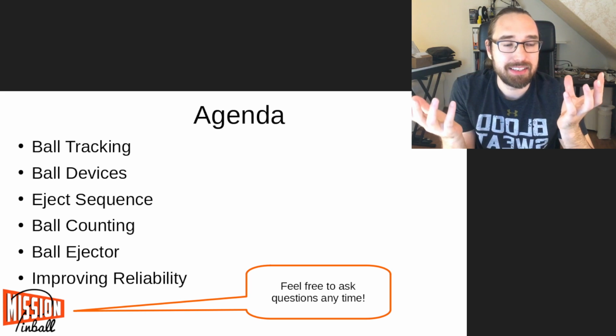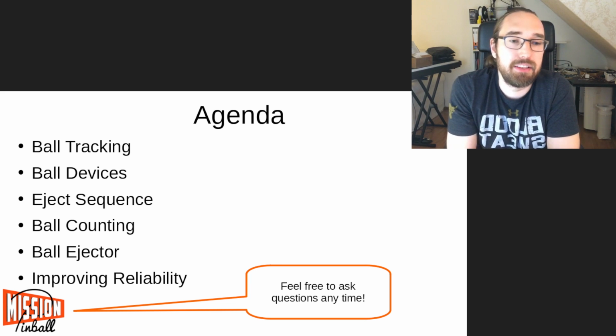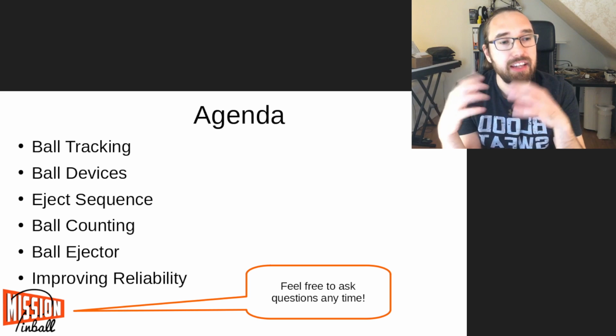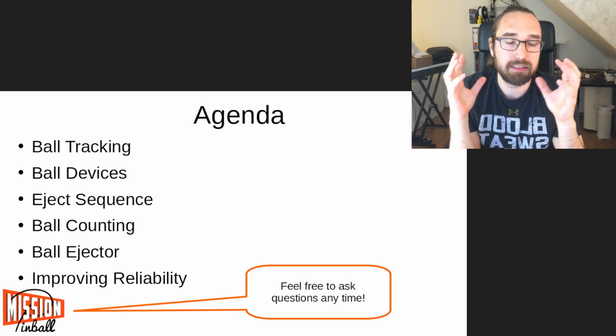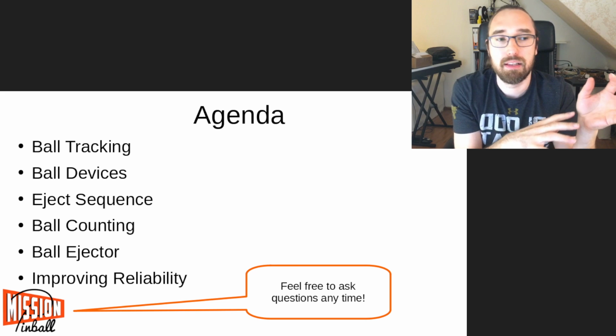Then what are ball devices in general? What do they do? How do they do it? And especially how does the eject sequence work? So how does it get a ball from your trough into your shooter lane, for example?